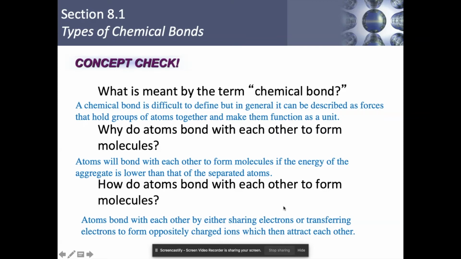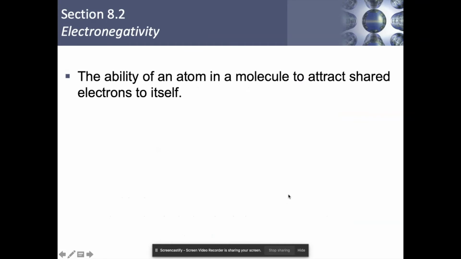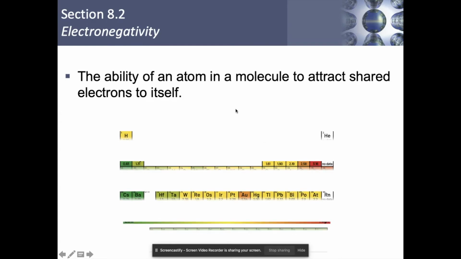But a lot of what we're going to be talking about is actually somewhere in between. Okay, and so now hopefully this stuff sounds familiar. And why are some atoms better at attracting electrons to themselves than others? And that is a periodic trend that we already talked about called electronegativity. So electronegativity is the ability for an atom in a molecule to attract electrons to itself.